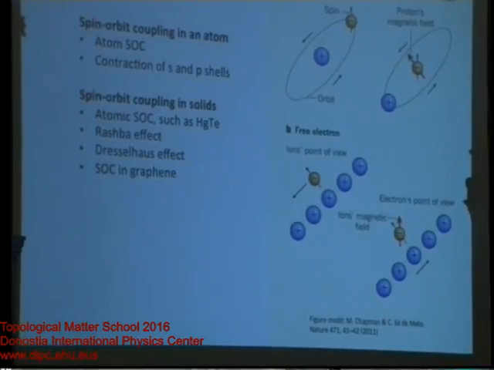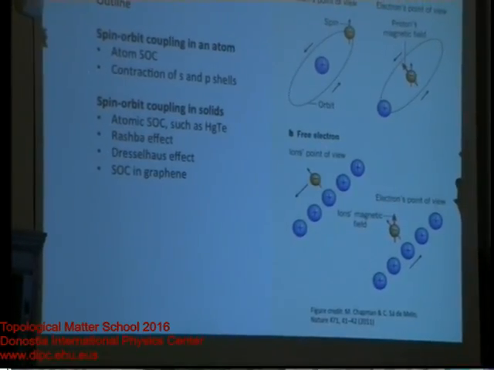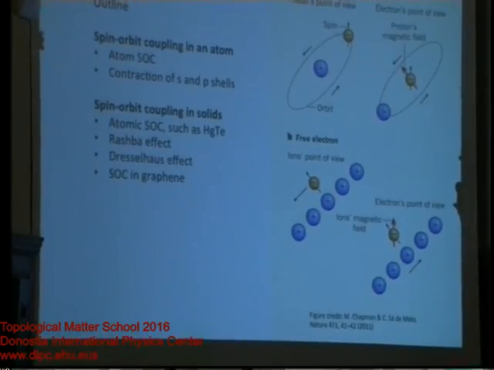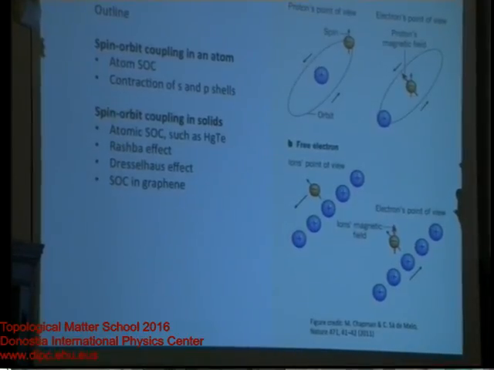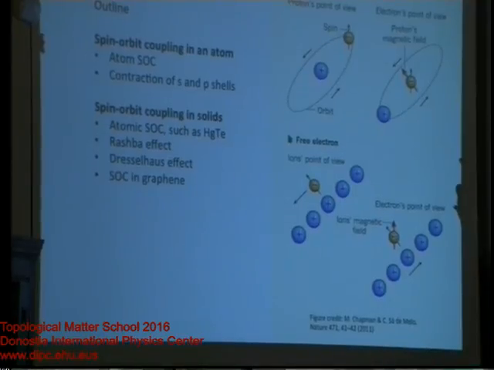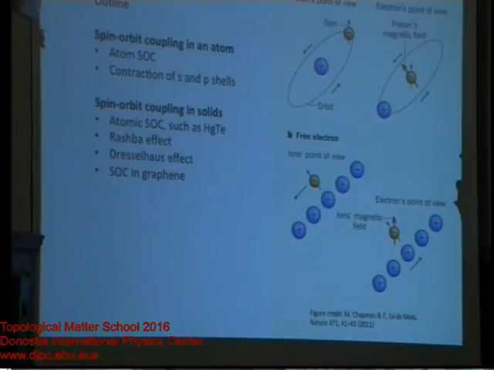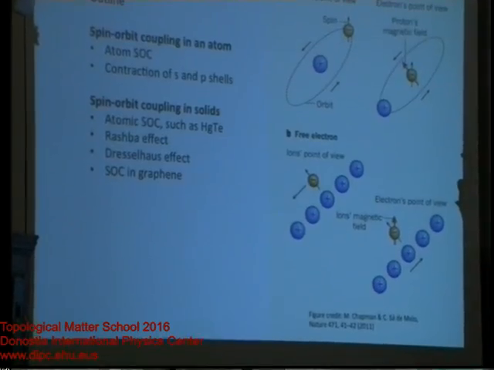Here, I will mainly talk about two directions. One is spin-orbit coupling in the atom, which is typical textbook material. The second is how spin-orbit coupling behaves in solids or in a lattice, how it changes the band structure and induces new effects, for example the Rashba and Dresselhaus effects, and some new effects in graphene that people didn't recognize before.